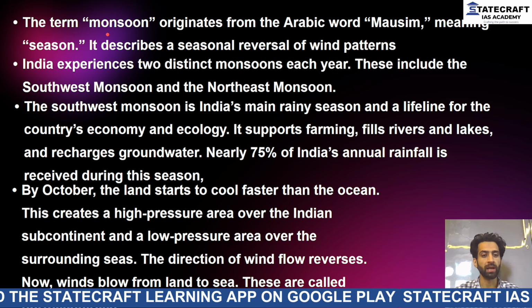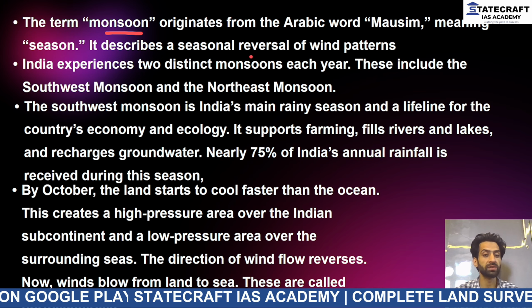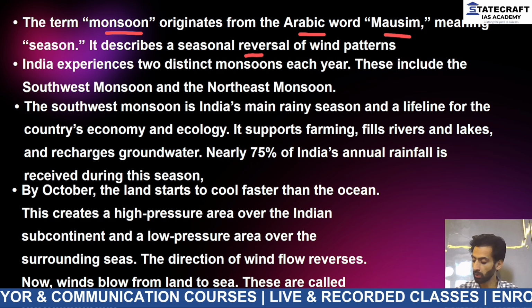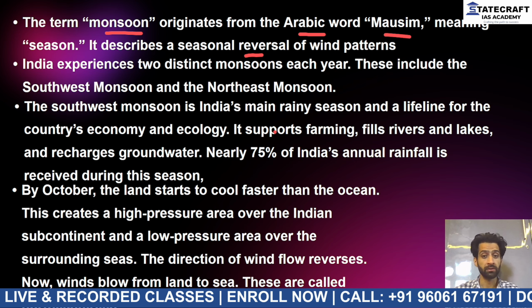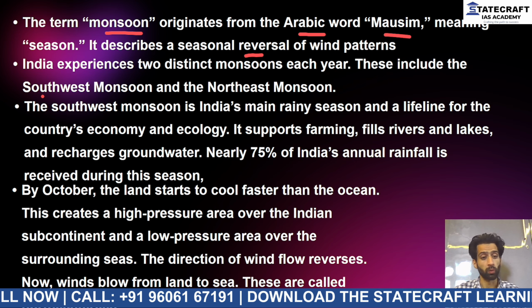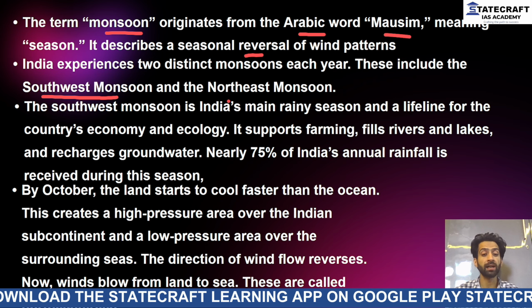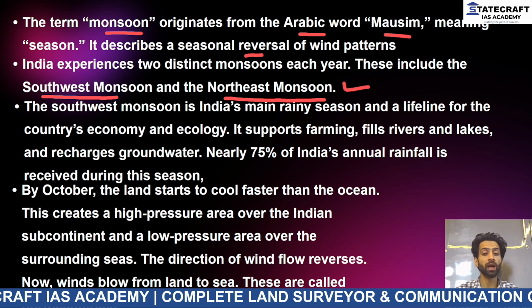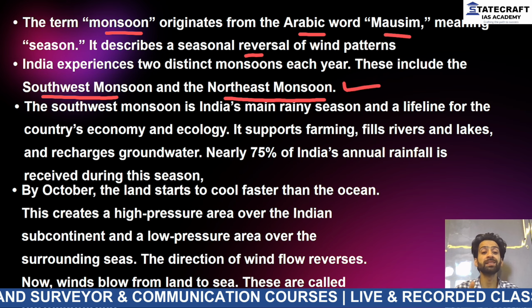All of us know that monsoon is a seasonal reversal of winds, derived from an Arabic word meaning motion. But there are two types of monsoon. One is the southwest monsoon and the other is the northeast monsoon. And these are the two kinds of monsoon that normally determine the seasonal reversal.